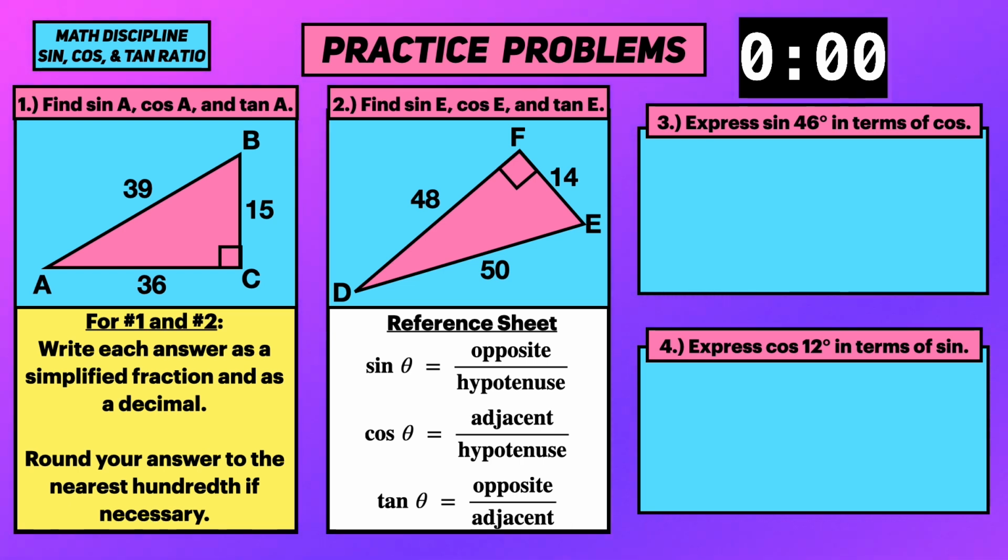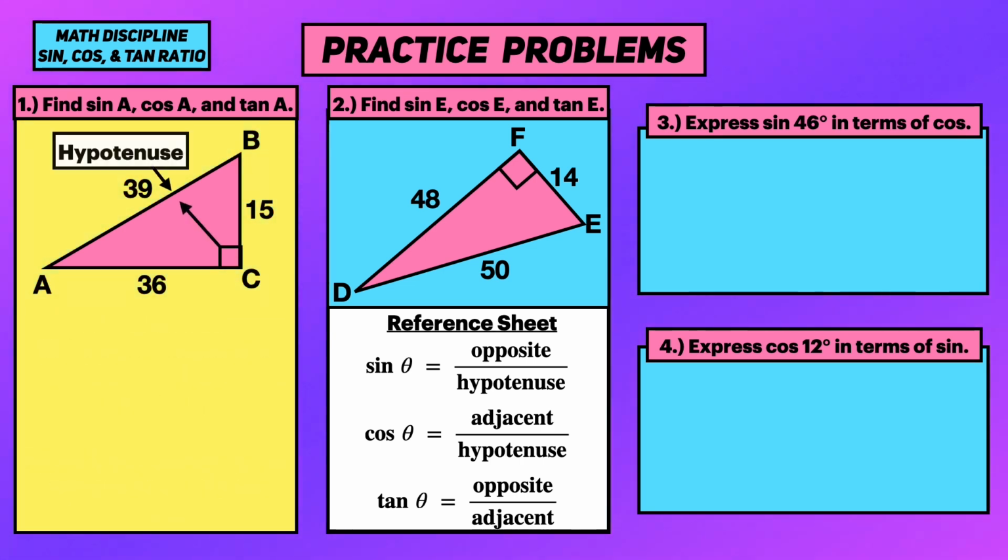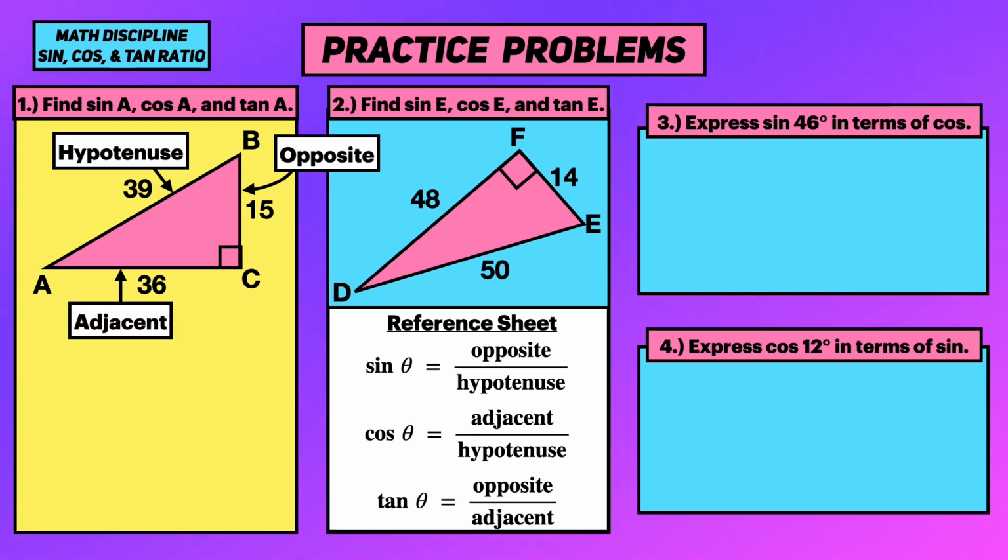Time's up. Let's go over the answers. For problem number 1, we begin by identifying the sides of our right triangle. For sine of A, we get 15 over 39. Simplify by dividing the numerator and denominator by 3, which gives us 5 over 13. Divide 5 by 13 and we get approximately 0.38.